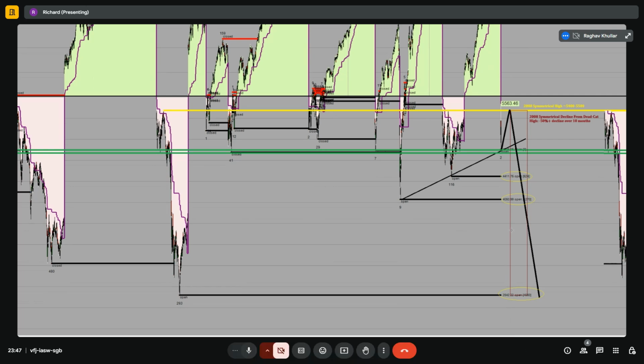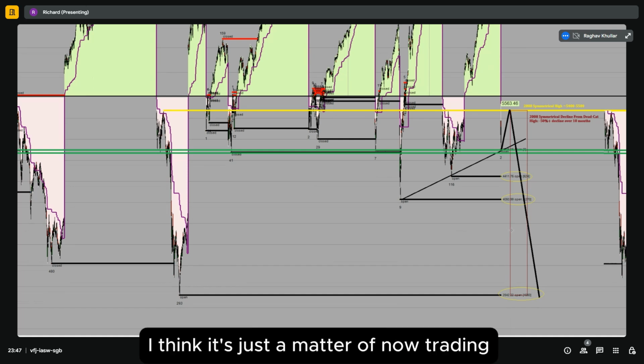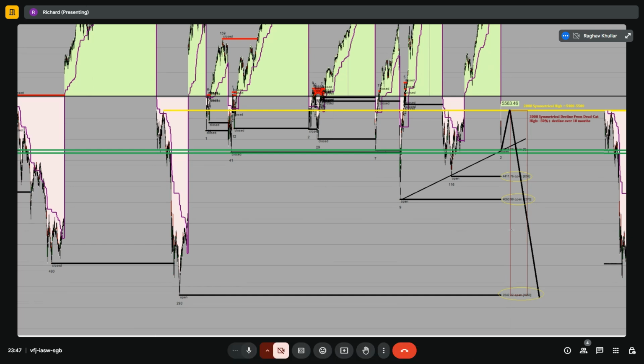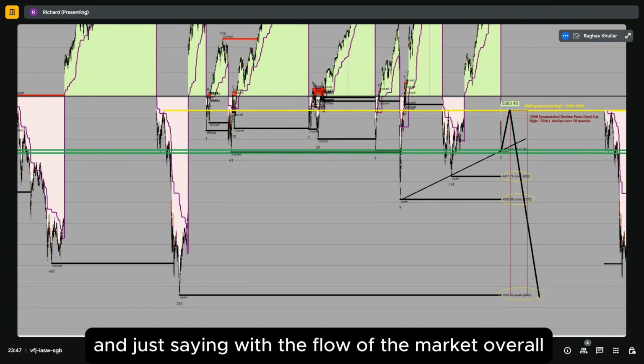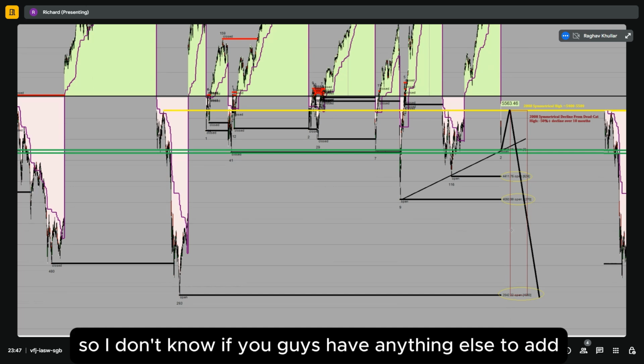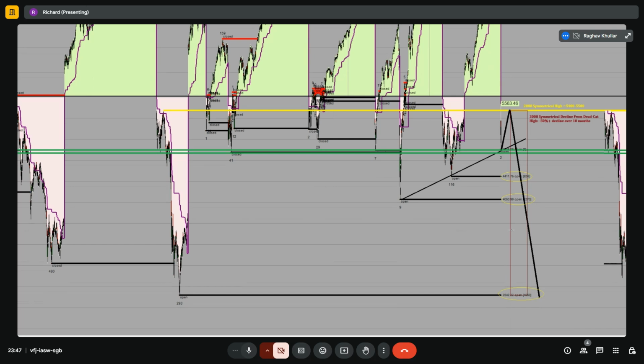And other than that, I think it's just a matter of now trading the wave sequences that are coming out and just staying with the flow of the market overall over the next few days and adjust as we go. So I don't know if you guys have anything else to add.